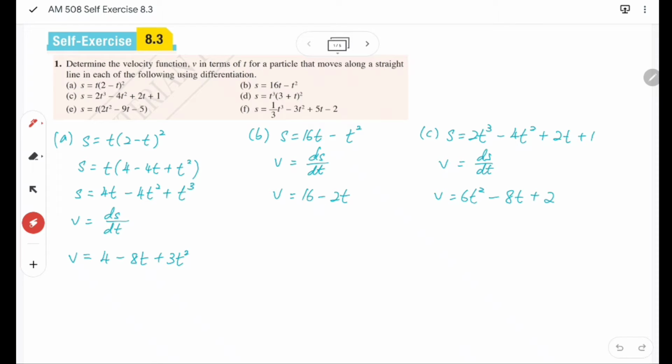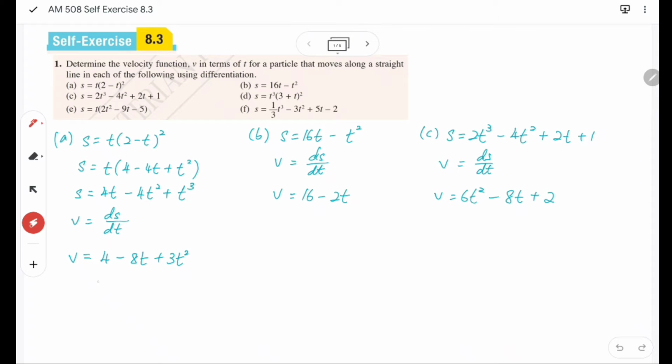Okay, so a, s equals t times (2 minus t) completely squared. So we will first expand the completely squared bracket. We get 4 minus 4t plus t squared. And the t outside will multiply each of these and we get s equals 4t minus 4t squared plus t cubed. Then with this, it's easier for me to do differentiation.